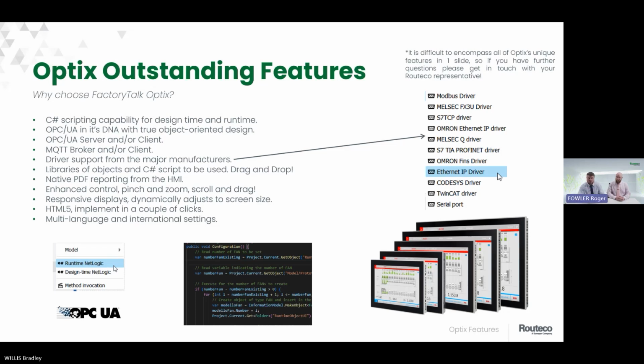As I say, it can do protocol conversion. It's the data connectivity between those drivers. We've got OPC-UA built into the DNA. So an OPC-UA server, it's going to be a feature token. A client's going to be a feature token. MQTT broker or client. Again, we're thinking about feature tokens.